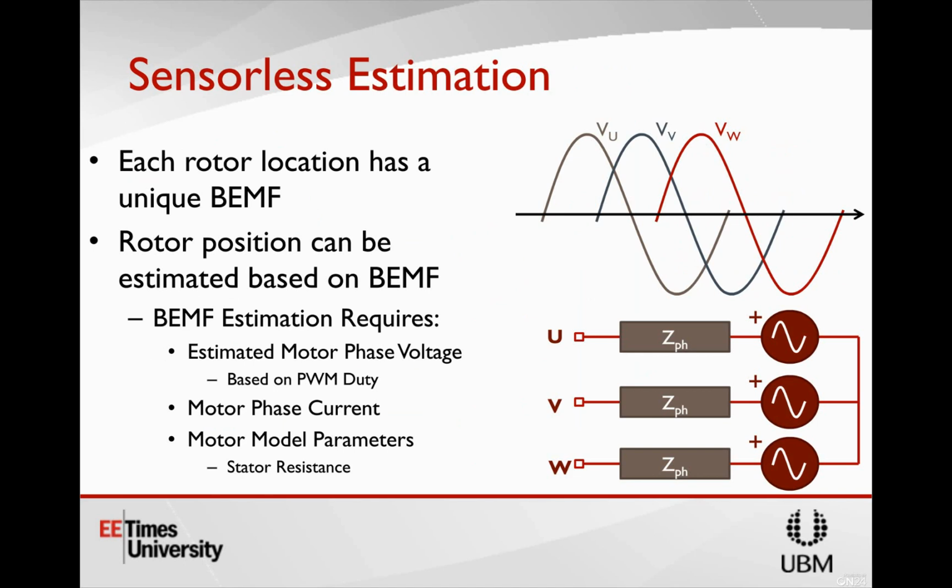We need to know the motor phase current, which we're already measuring because we have to control the current, so we need to be able to know the current to control it, so we're measuring that. The other one we need is the motor model parameters. So we need to know the stator resistance. We need to know how much voltage we are losing across this resistor.